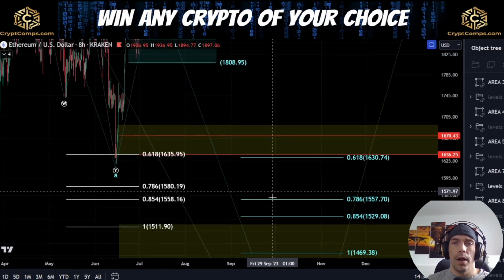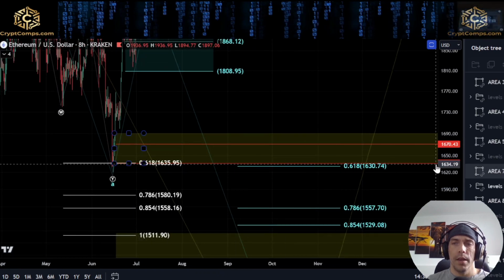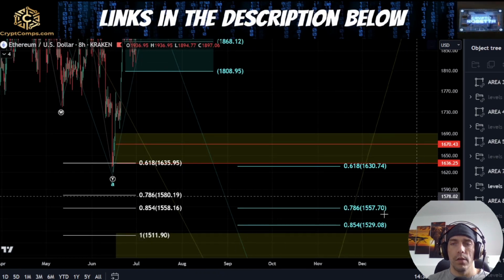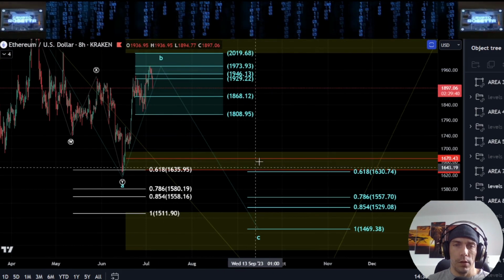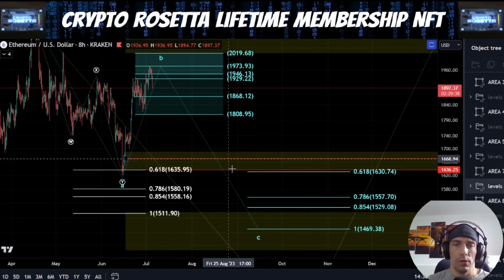As well as that, higher up here, we still do have two daily naked points of control sitting at the 1670 and the 1636, where if we do start to see price move to the downside, we could potentially come and look to sweep these.